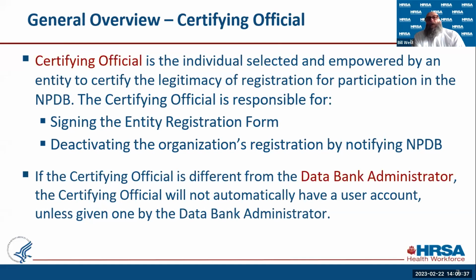So Sam, a question that comes up here, who do organizations usually choose as their certifying official? Well, Bill, we typically see executives, CEOs, vice presidents, hospital administrators, or human resource directors as titles for the certifying official. If the certifying official and the data bank administrator are the same person, we've seen credentialing or staff managers, for example. And for organizations that are agents, we've seen product owners or program managers. It is the organization's decision whom to designate. But remember, the certifying official is the person empowered to certify the legitimacy of the organization to participate with the NPDB. Next slide.